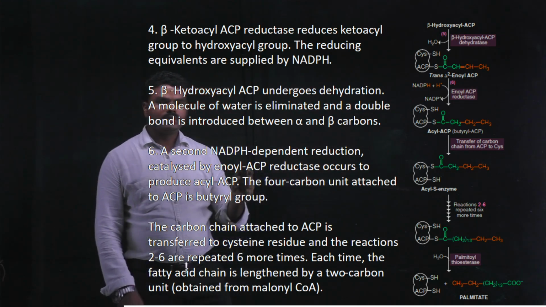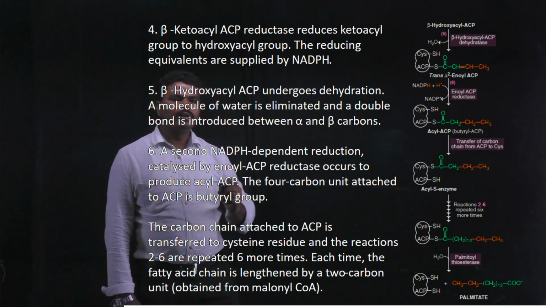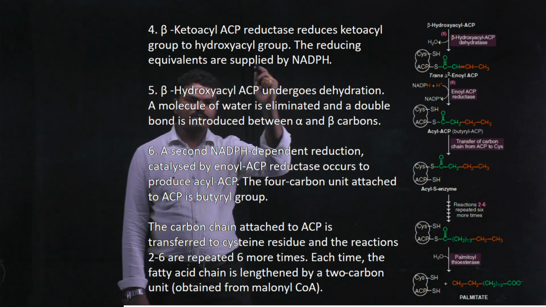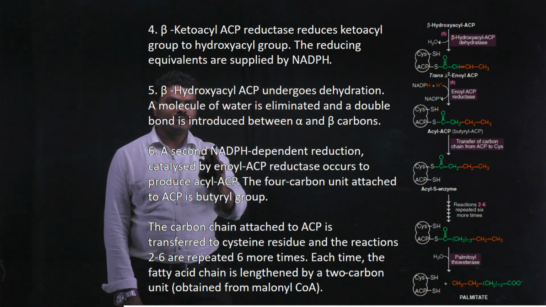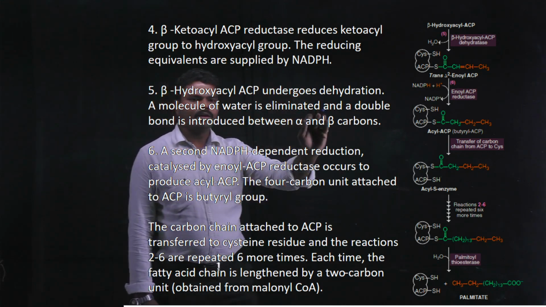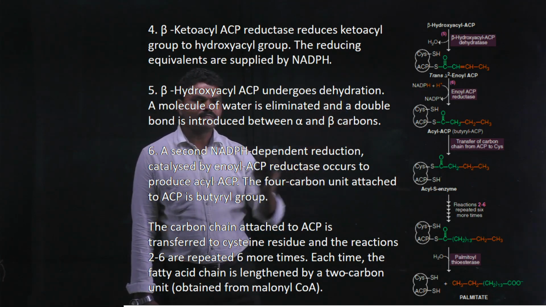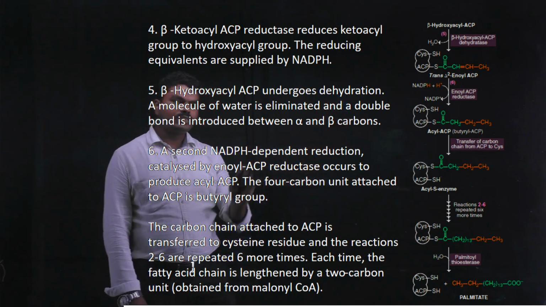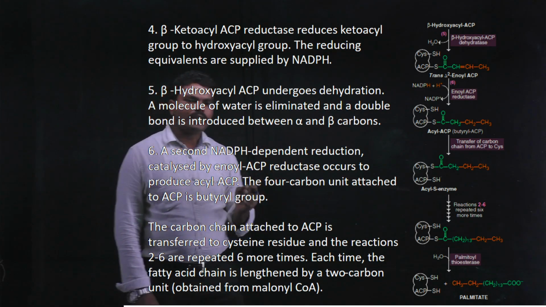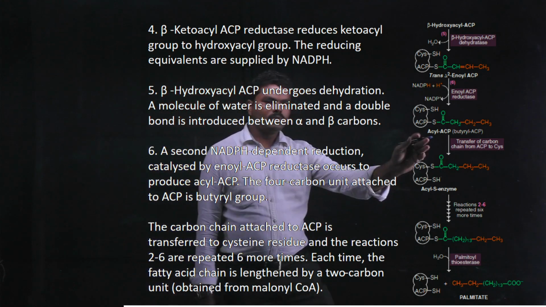So these steps, from the second reaction to the sixth reaction, will repeat about 6 times. The reactions from the second reaction to the sixth reaction, that means the second NADPH utilization, that means conversion of trans enoyl ACP to acyl ACP, that is the sixth step. So up to that step, 6 times this process is repeated, and each time the fatty acid chain is lengthened by 2 carbon units. So what is the next step?